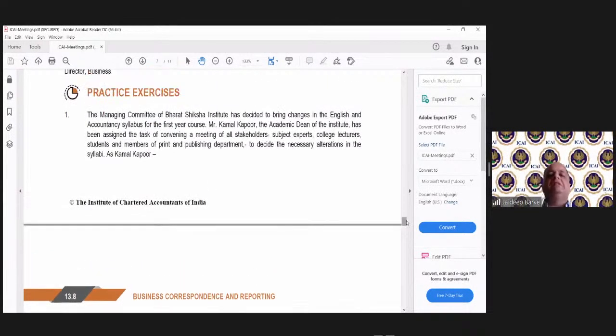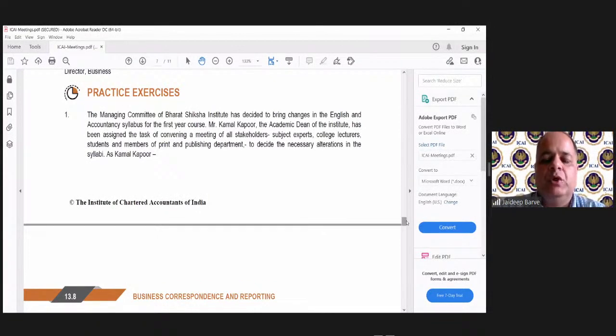Okay, this is a practice exercise which has been given in your study material. So I'm just reading it out to you. The Managing Committee of Bharat Shiksha Institute has decided to bring changes in the English and accountancy syllabus for the first year course. They want to get in some changes, the Managing Committee.